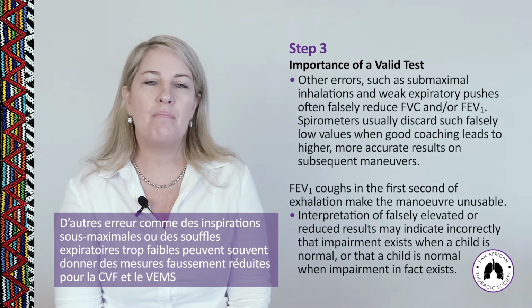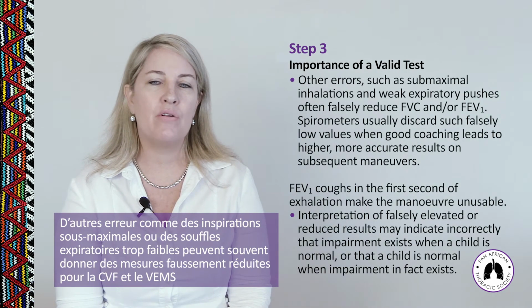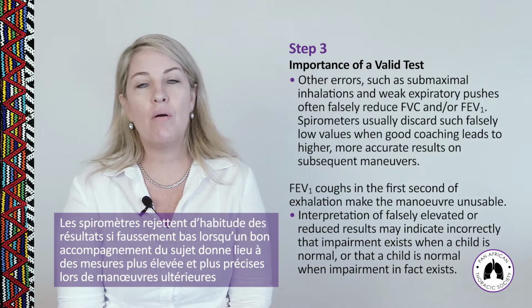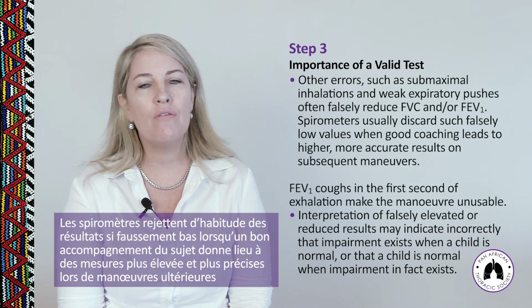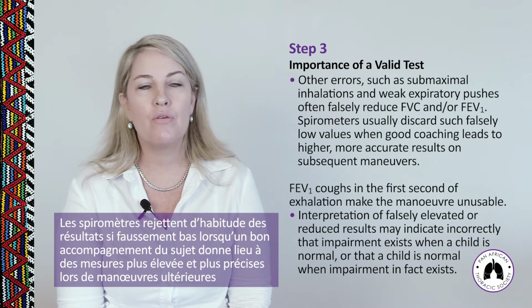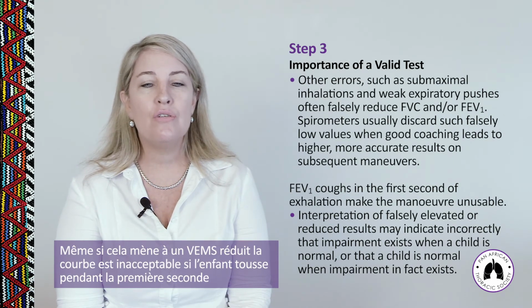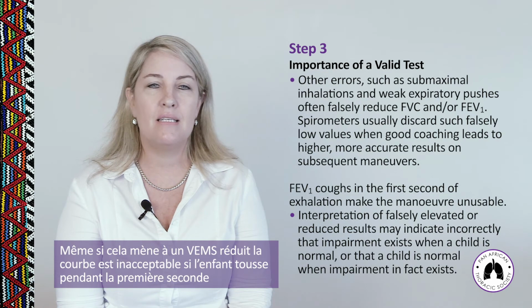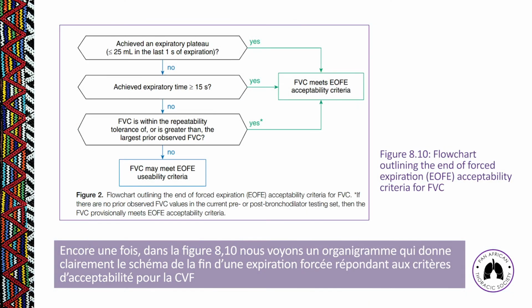Other errors, such as submaximal inhalations and weak expiratory pushes, often falsely reduce the FEC and FEV1. So spirometers usually discard such falsely low values when good coaching leads to higher, more accurate results on subsequent maneuvers. Even if it leads to a reduced FEV1, coughs in the first second of exhalation make the graph unacceptable. Again, in figure 8.10, we've got a clear flow chart for you to look at, which outlines the end of forced expiration criteria, acceptability criteria for the FEC.